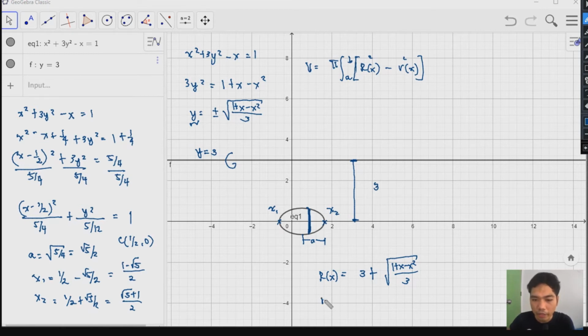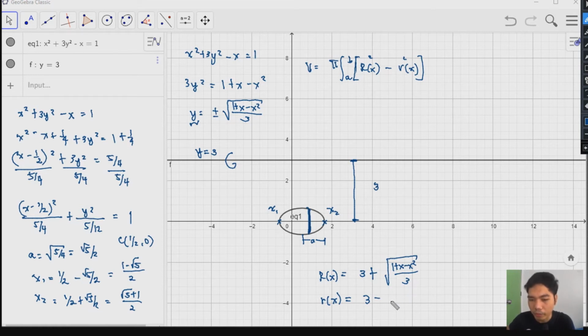And then how about the inner radius? So you have r of x, and so this is 3 units, but you have to subtract this. So you could say that 3 minus, remember it's always the farthest portion minus the innermost portion, so lagi tayong ganun. So that's 3 minus whatever is the equation.